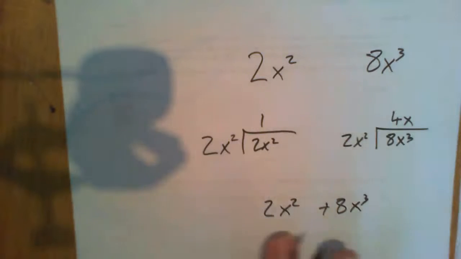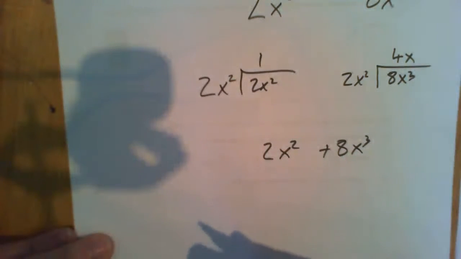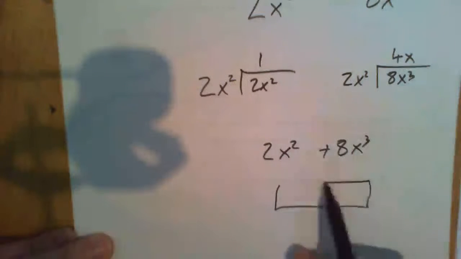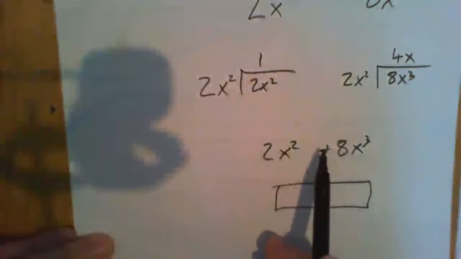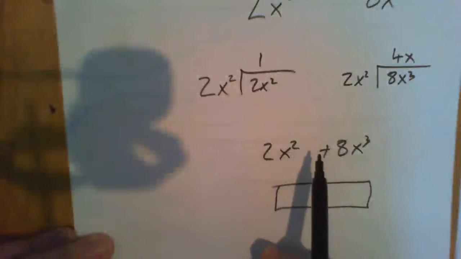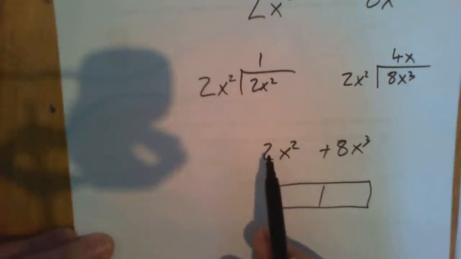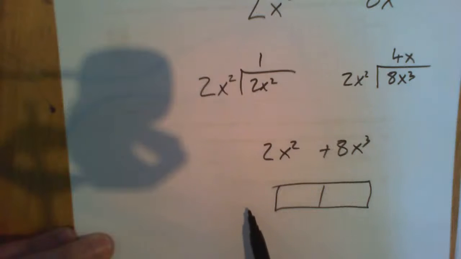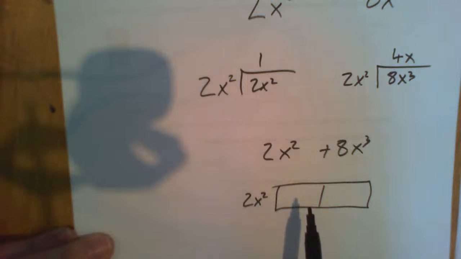And you're going to be asked to factorize it. So my suggestion is you do this. Create a little box. Put what you think is the highest common factor outside the box. Very important.